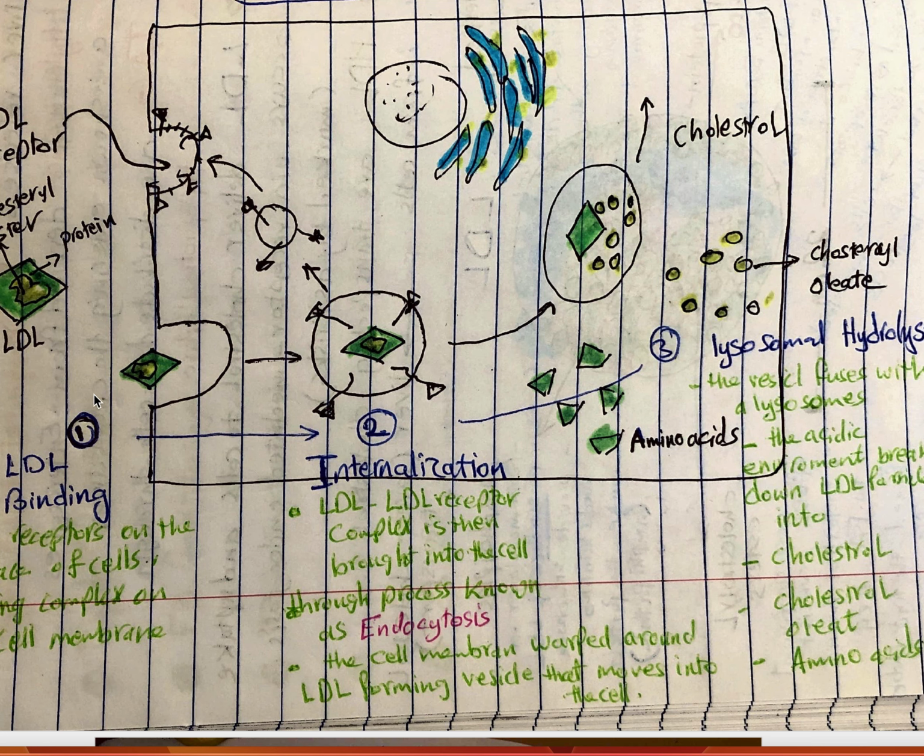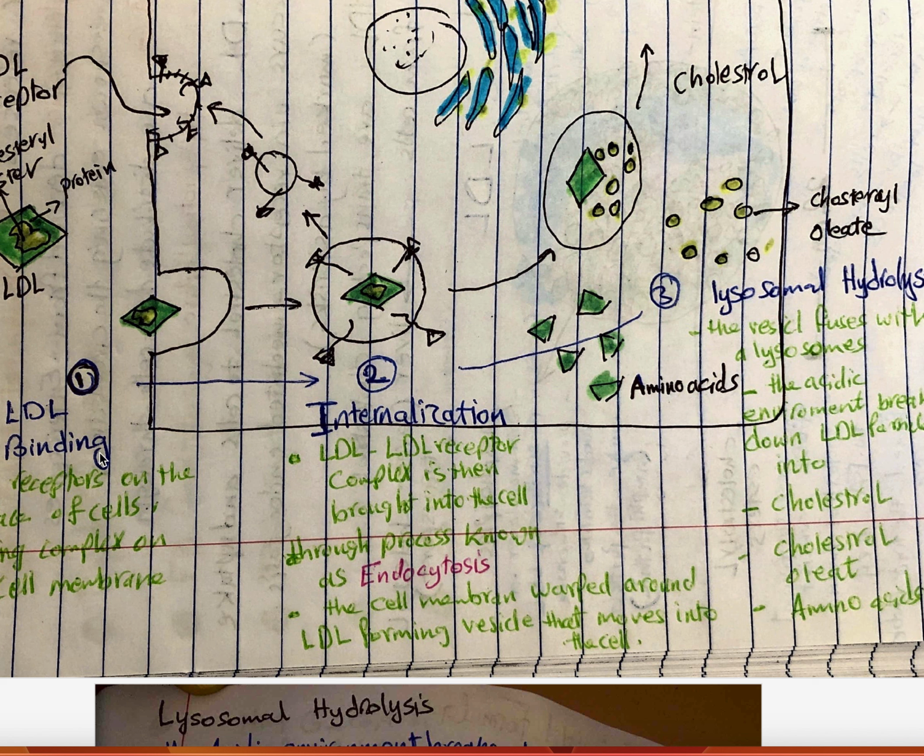So what happens? The first step is low density lipoprotein binding. So the low density lipoprotein binds receptors that are present on the surface of the cells, forming a complex with the cell membrane. So as I said, apolipoprotein B-100 that is present on the surface of the low density lipoprotein makes a combination or a complex between it and the membrane of the cell. So this is the first step.